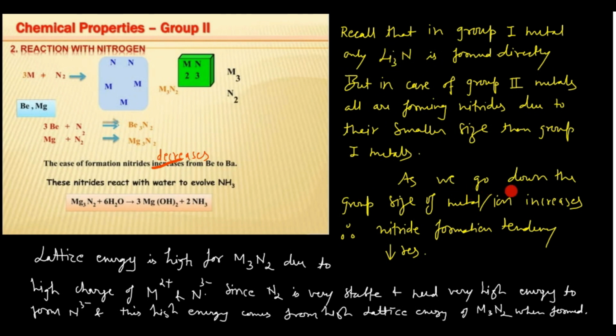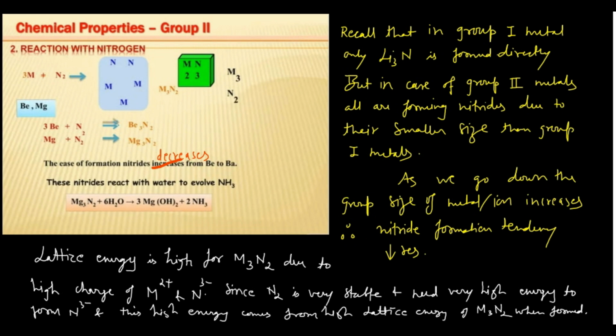As we go down the group, the size of the metal ion increases, therefore the nitride formation tendency decreases. Please remember, when the size of the metal ion increases, then the nitride formation tendency decreases. For the alkaline earth metals there is this decreasing order, while there is no question of a decreasing order in the case of the alkali metals, because only lithium can form the nitrides. This is something very, very important.